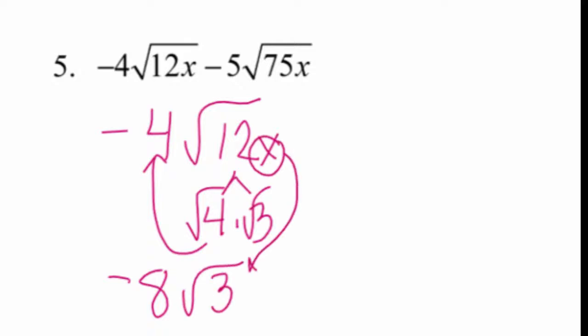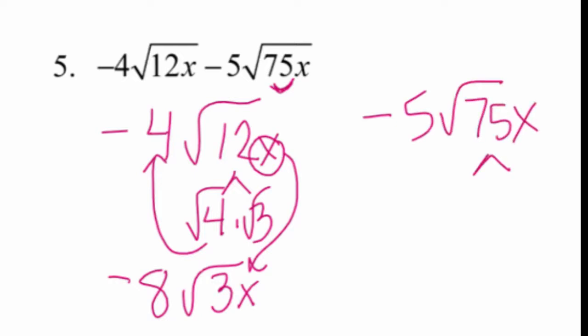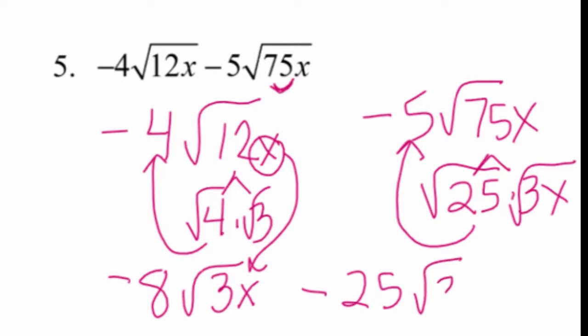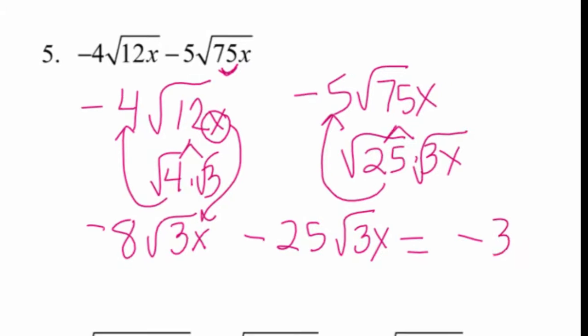Don't forget the x. And then here we have the 75 again. We did that previously, didn't we? So we have minus 5 square root of 75x. So that's 25 times 3x. Square root of 25 is 5, which we multiply times this 5. So negative 25, and then another square root of 3x. Like radicals, so we get negative 33 square root of 3x.